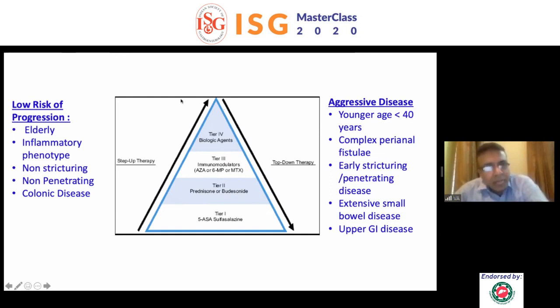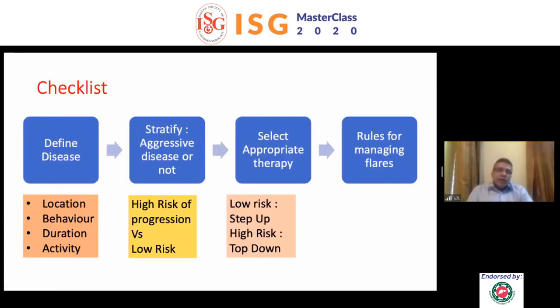It is very clear that if we have a low risk of progression, elderly patients, inflammatory phenotype, just a colonic disease without any rectal deep ulcers, non-structuring disease, non-penetrating disease, you go for step-up therapy. However, if you have decided that this patient has an aggressive disease, and that was based on the factors which we discussed, that is younger age less than 40 years, complex perianal fistula, early structuring disease, extensive small bowel disease, or upper GI disease, then you may go for top-down therapy. So this is true for every kind of Crohn's disease, whether it is luminal, whether it is penetrating, whether it is fistulizing or structuring.